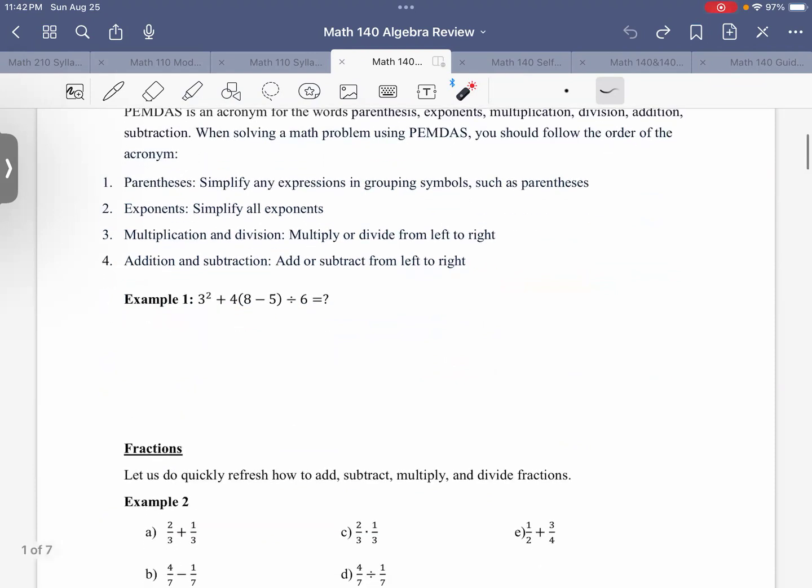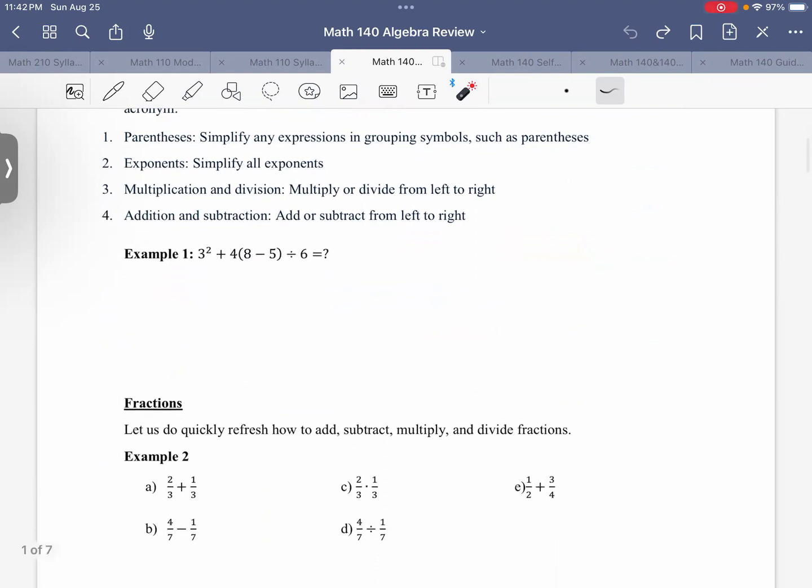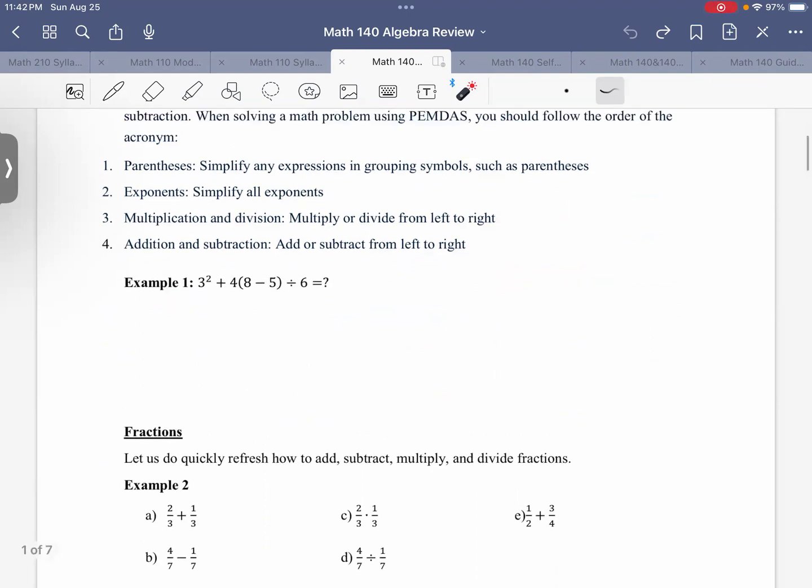So, let's refresh our memory a bit with this example: 3 squared plus 4 times (8 minus 5) divided by 6. If we're going to follow PEMDAS, what comes first? P, parentheses. I have this 8 minus 5 in parentheses, so I'm going to focus on that. 8 minus 5 is 3. Let me rewrite this: 3 squared plus 4 times 3, divided by 6. We took care of parentheses first.